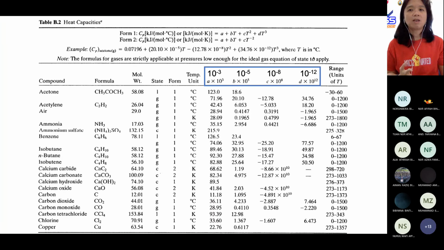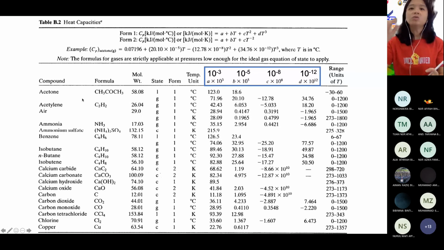Next one. Table B2, heat capacity. Remember CPDT, heat capacity at constant pressure. This one also will be used to calculate for the enthalpy for the heat. Tapi ada certain information yang kamu kena faham dalam table ni. Alright, so first of all, table ni pun sama. Setiap compound will have different value of your CP depending on the phase. So you must be very careful.